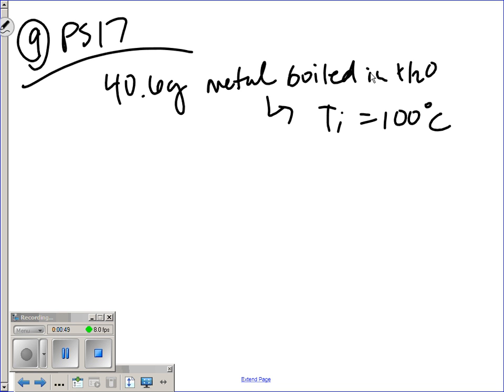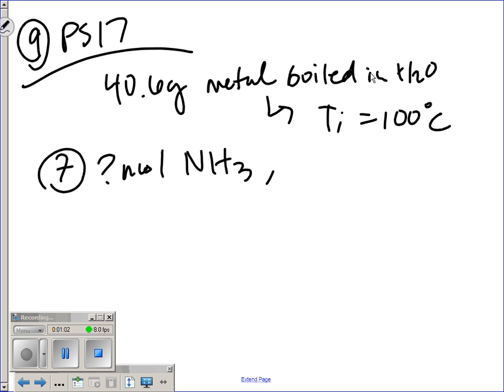Number 7 on PS 17. I think that's where I started yesterday. Can you read that to me? How many moles of ammonia can be melted by the addition of 200.56 kilojoules of heat? And what is the volume of this gas at standard temperature?